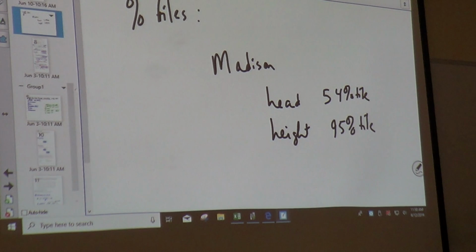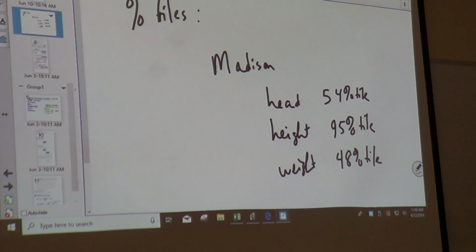And then for her weight, I want to say she was something like that. She was in the 48th percentile. So she was about average. So in some cases, you want the percentile not to be 100.